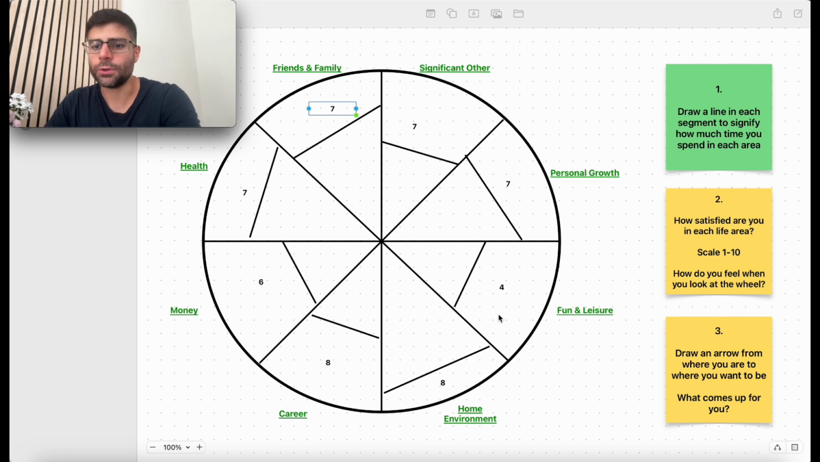Okay. So, how do you feel when you look at the wheel? How do I feel? I think it's a good picture. I don't think there's anything there that's jumping out at me as causing me to be depressed or anxious or sad. Nothing like that. I'm very grateful. I've got a good life, but there's room for improvement.